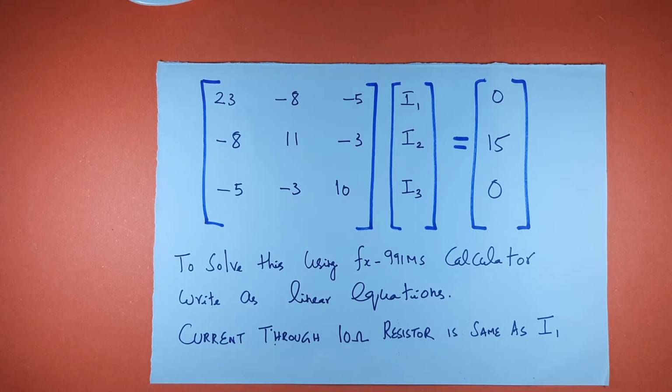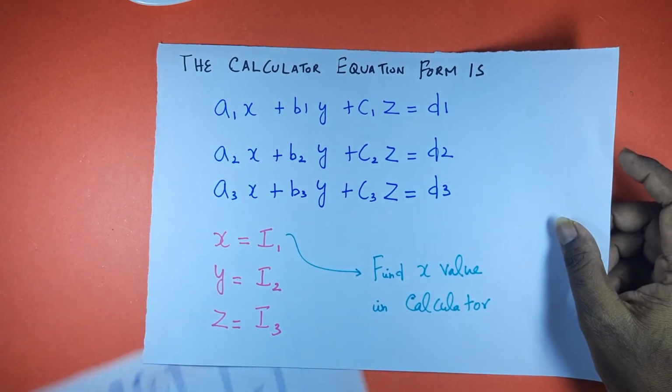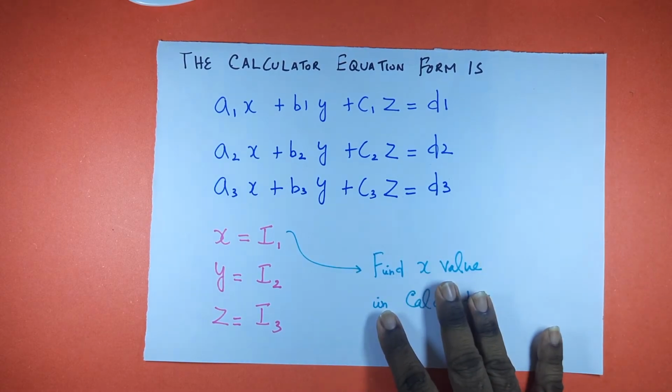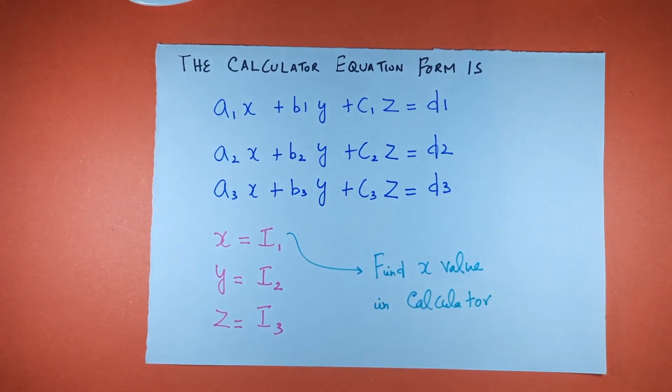Current I1 flows through the 10 ohm resistor. So if you solve for I1, that will give you the current through the 10 ohm resistor. Okay, so for the calculator, this is the form the calculator uses. This is the form the calculator uses, right?